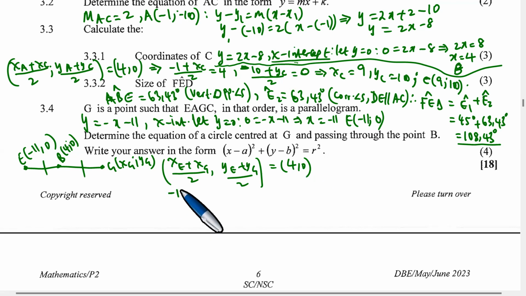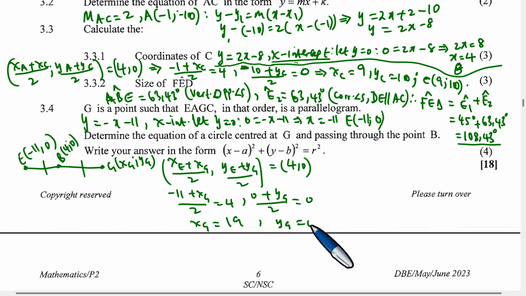Xe is minus 11. Plus x sub g, out of 2, is equal to 4. Y at E is 0. Y at G out of 2 equals 0. So what is x sub G? This is 2 by 4, which is exactly 8. 8 plus 11 is 19. And what is y sub G? Y sub G is also 0.